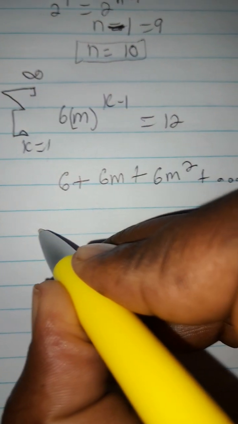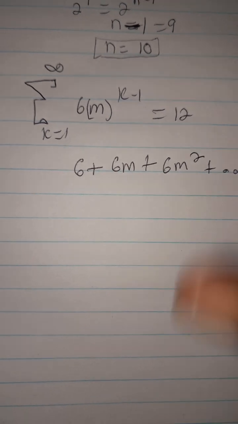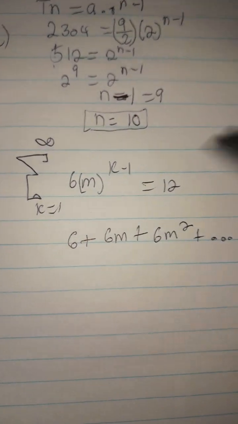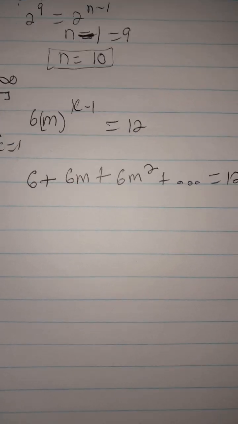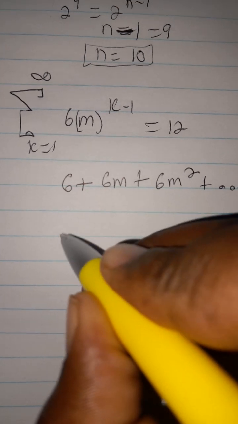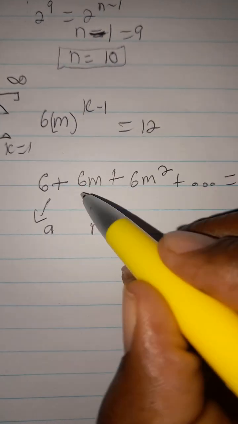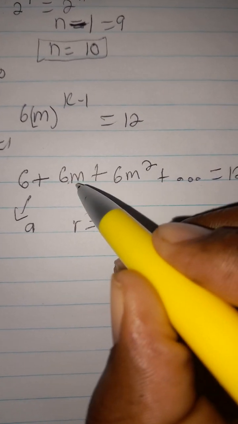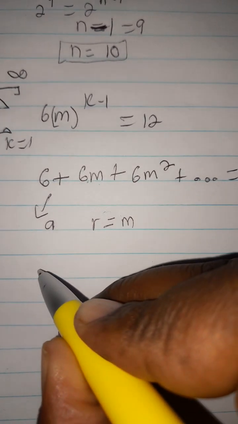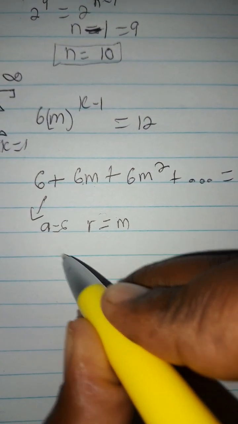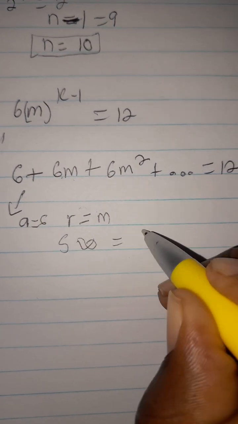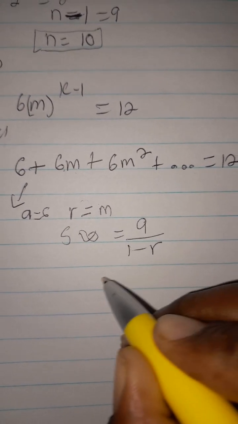We're calculating this sigma here. Yes, we're looking for the sum to infinity. We are calculating the sum to infinity, but now the aim is to get m. So what is our r there? 6m divided by 6 is m, and 6m squared divided by 6m is still m. Then we have our a as 6. So we are going to apply the sum to infinity since we are given our sigma in the form of a sum to infinity.